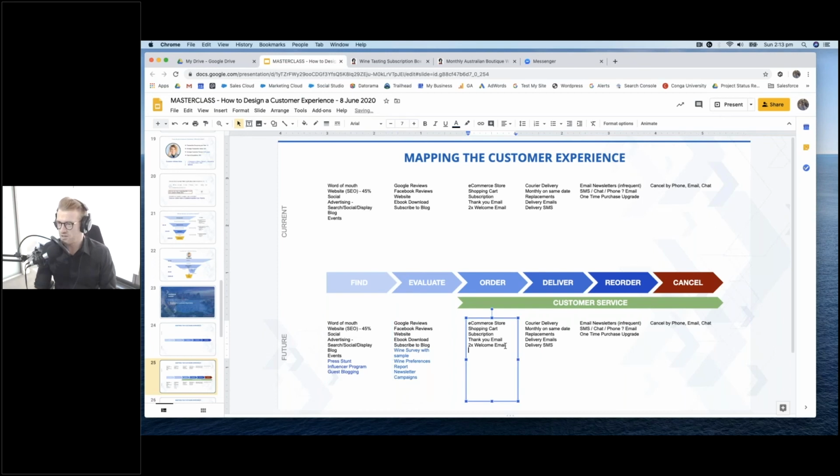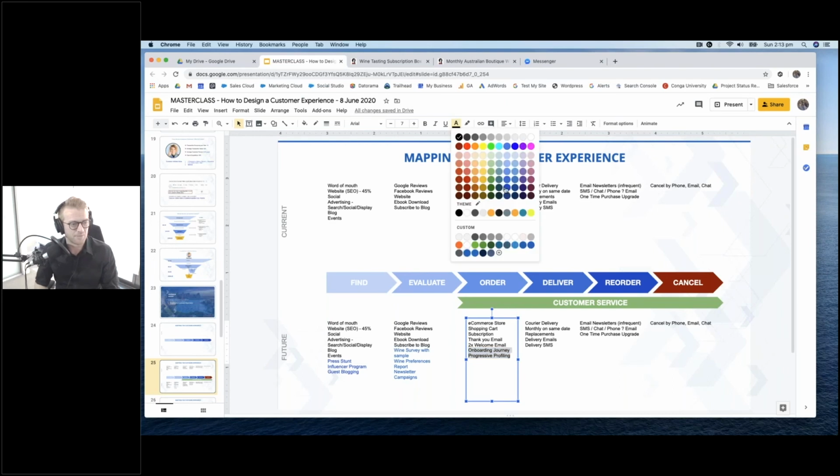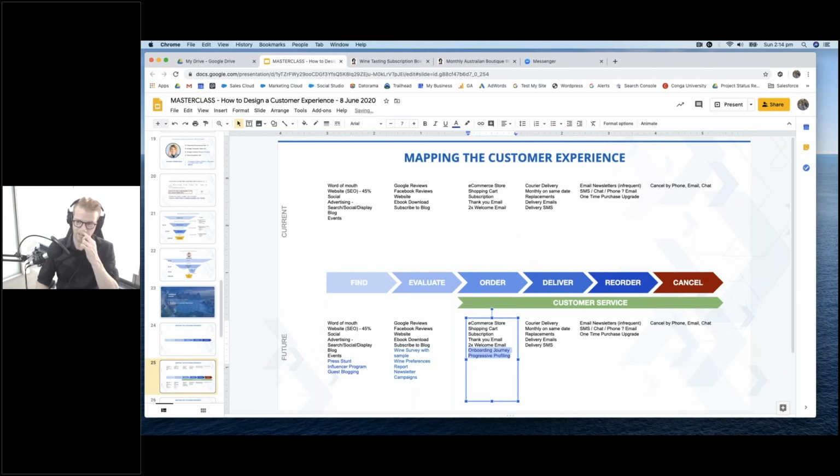And then in terms of ordering, he's got a pretty good process. I'd probably have an onboarding journey as well, maybe some progressive profiling. Progressive profiling is where you learn about them over time. You don't blast them with one big long survey. You just ask a couple of questions here and there, and over time you gather all of that information.